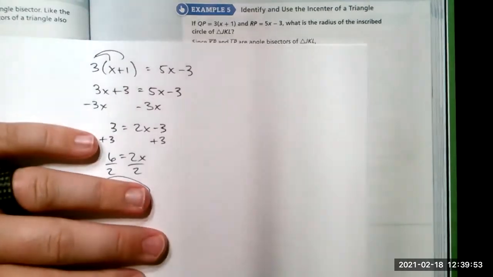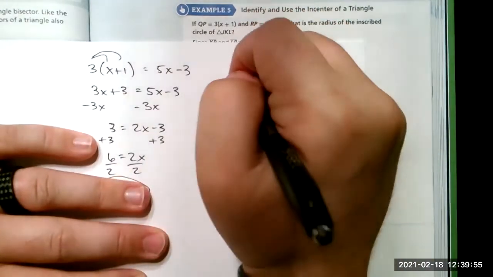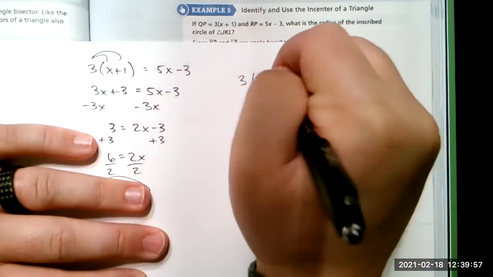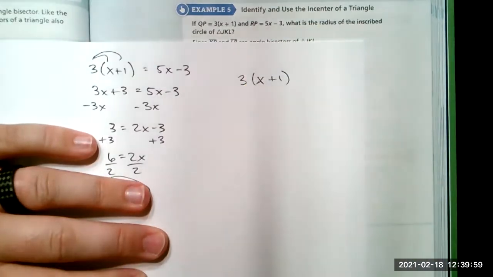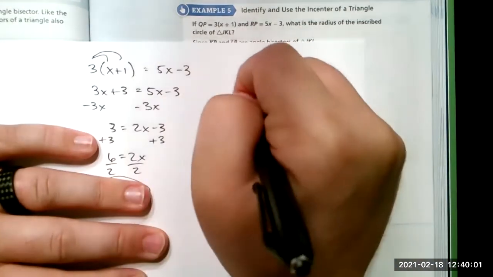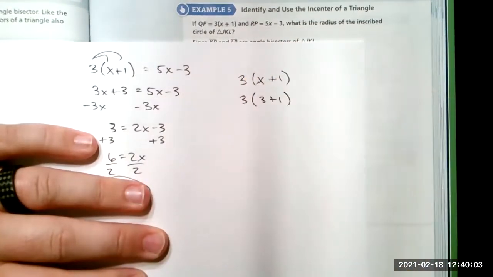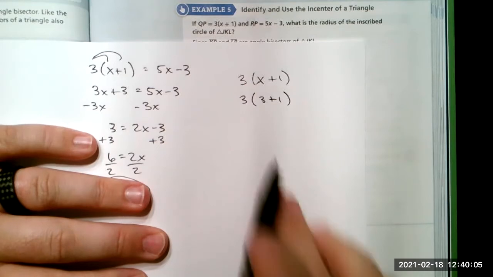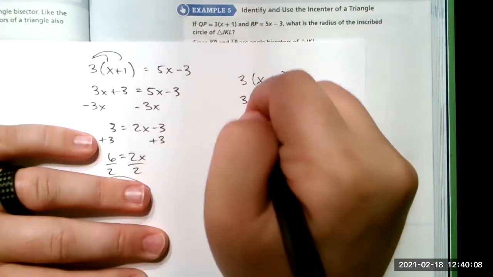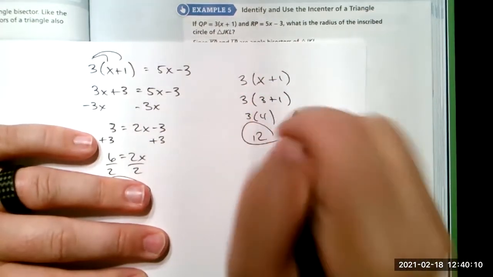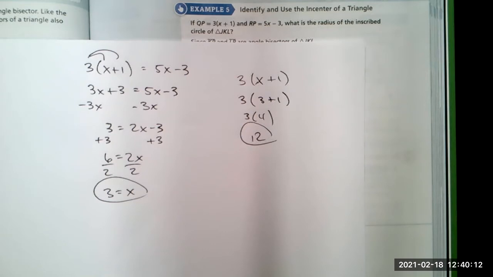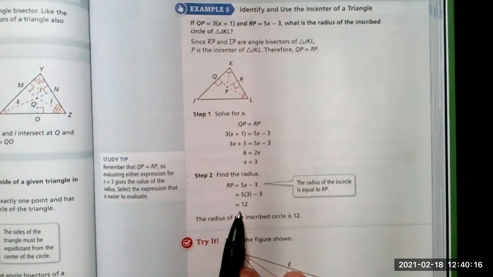So I will go ahead and plug it into QP. So 3 times x plus 1, that's the radius of my circle. I know x is 3. So I'll plug in 3 for x. 3 plus 1 is 4. 3 times 4 is 12. So I know the radius of this circle is 12. Let's verify that. Yep, perfect.